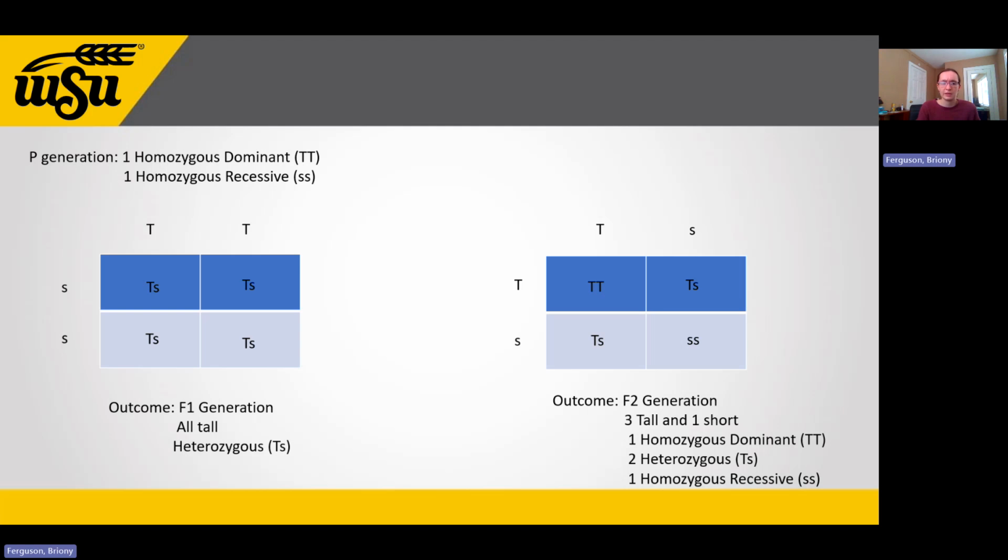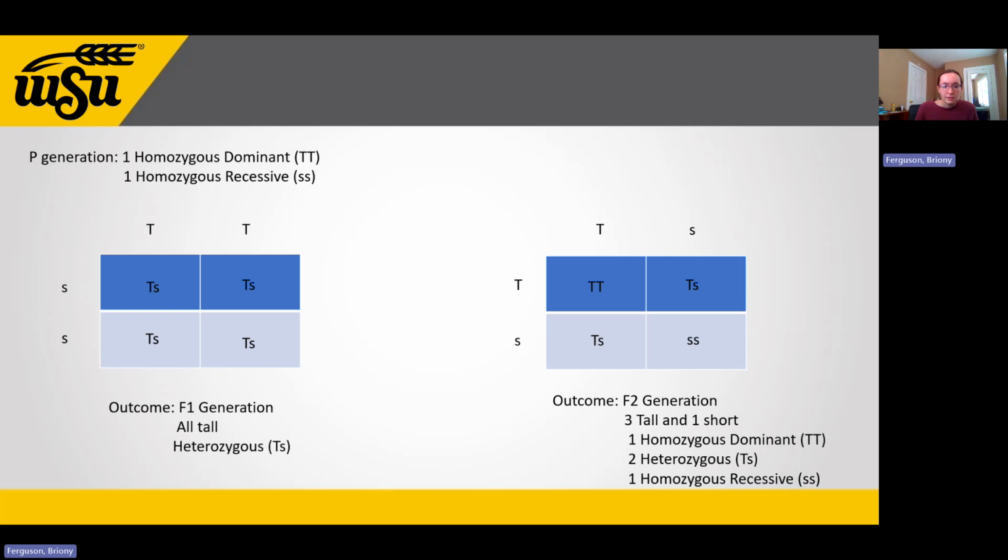You can see this a little bit better here. We've got this P generation with one homozygous dominant and one homozygous recessive. They're using T's and S's for this. You can do them both as T, just with an upper and lower case. You can do totally different letters. Most people try and keep it kind of related to the trait, using like the first letter of whatever the trait is, but you don't have to.